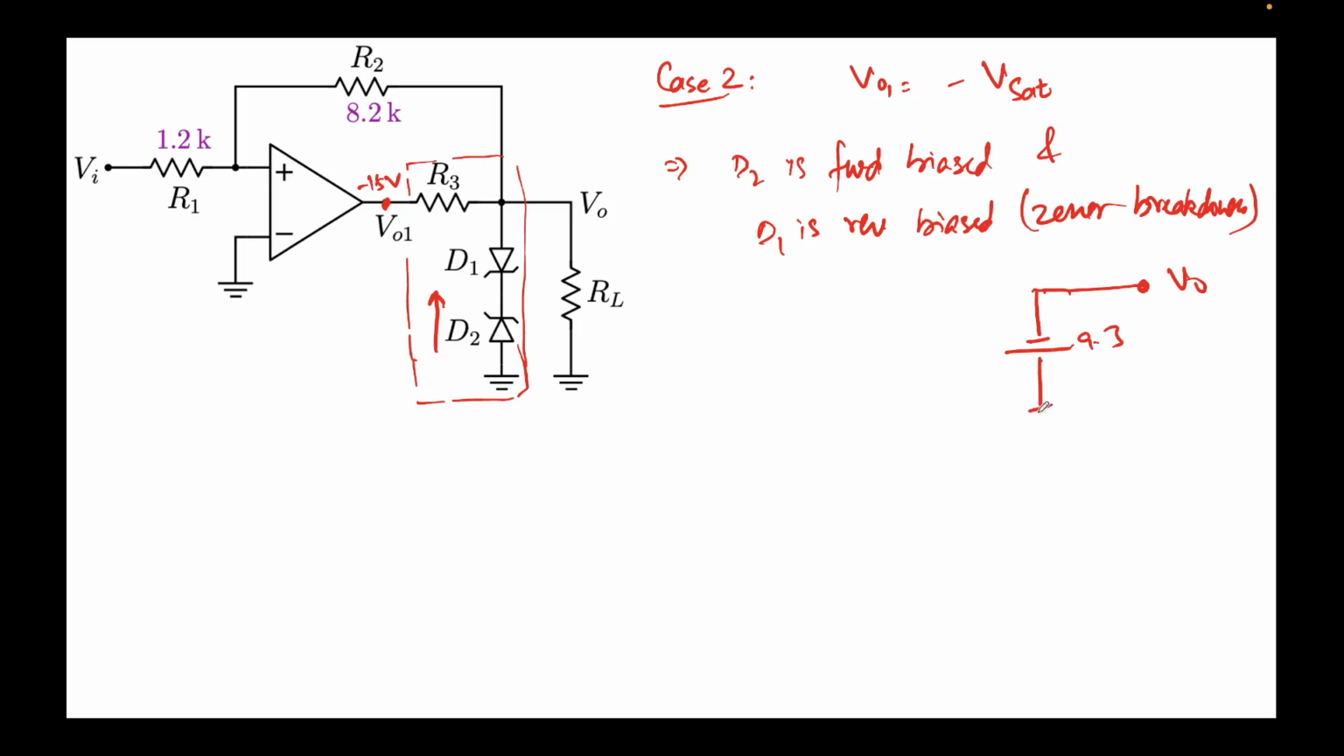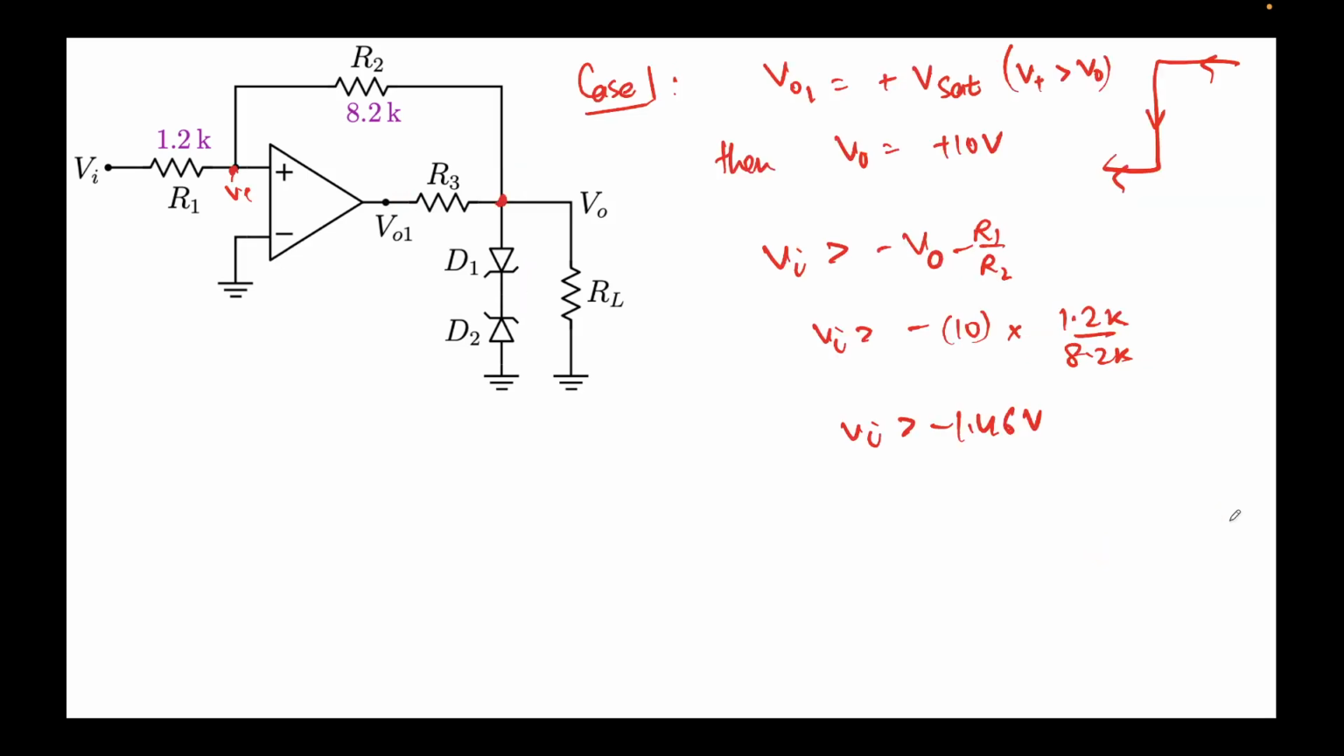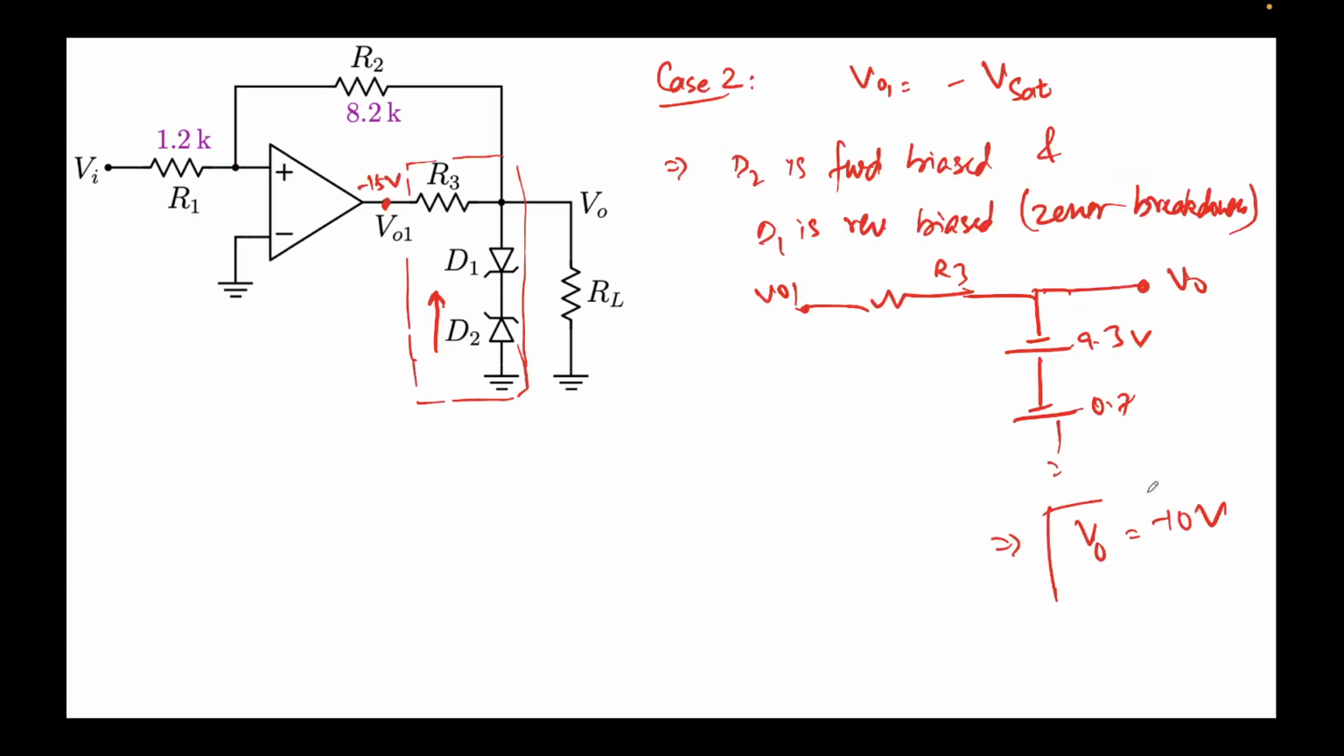Similarly, this below one is forward biased, so that will be a 0.7 volts drop, and the rest of the circuit will remain the same. This is R3, this is V01. I'm not drawing the other part of the circuit. So with that, you can clearly see V0 is nothing but minus 10 volts. Earlier it was coming out to be plus 10 volts. So now we have obtained V0 equal to minus 10 volts, and again this is V plus.